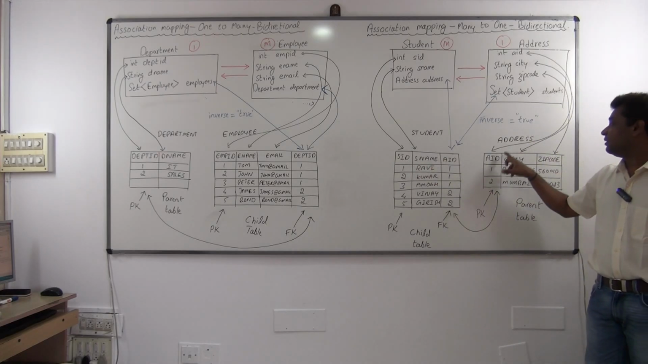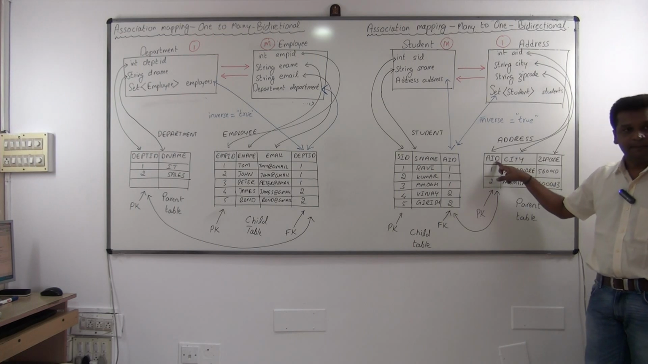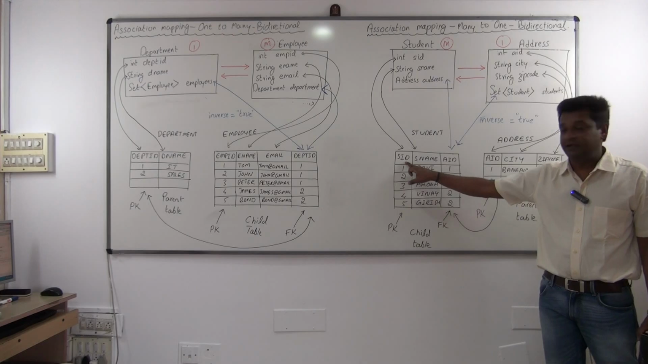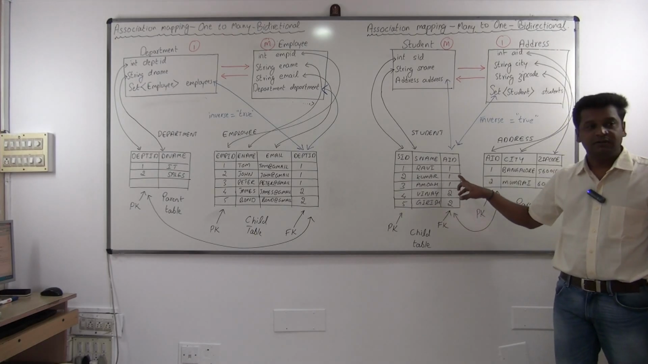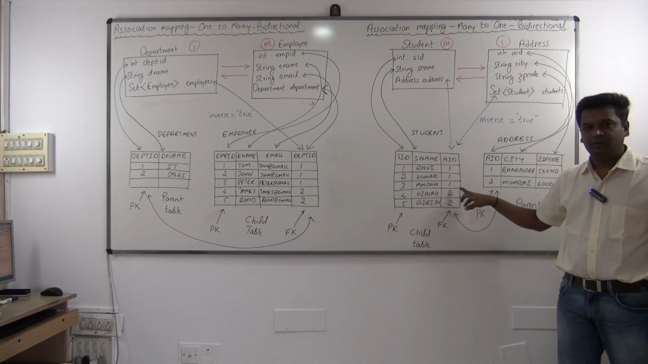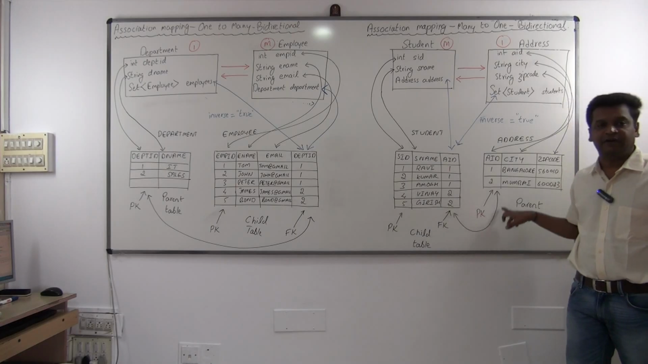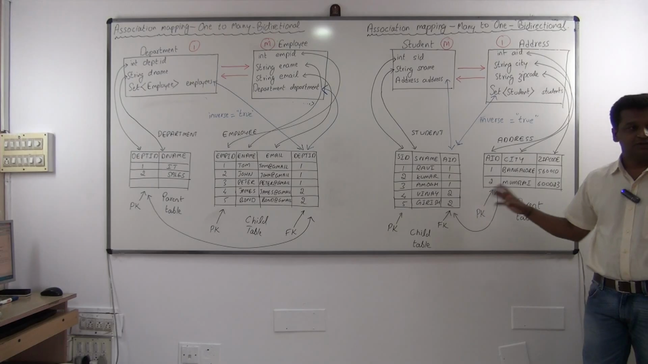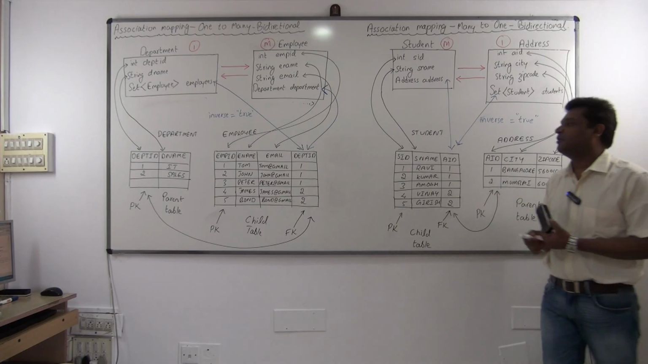In the address table, AID is the primary key. In the student table, SID is the primary key. Now, student is going to have address ID, one more column. This column is a foreign key now, and it references the parent table, that is address. So this is the design of the table. Fine. Now I'll give a requirement.